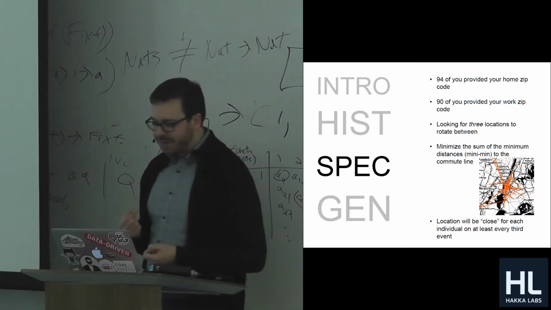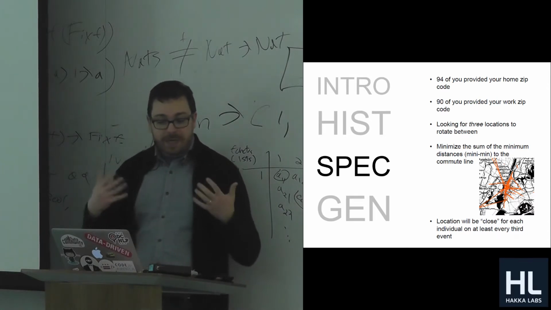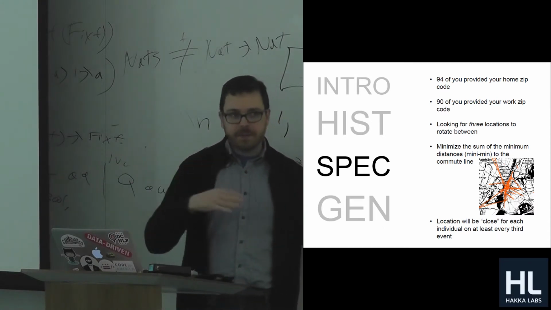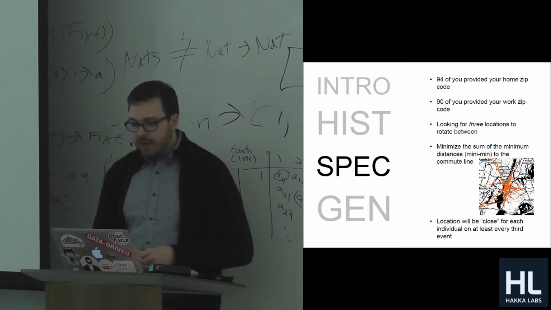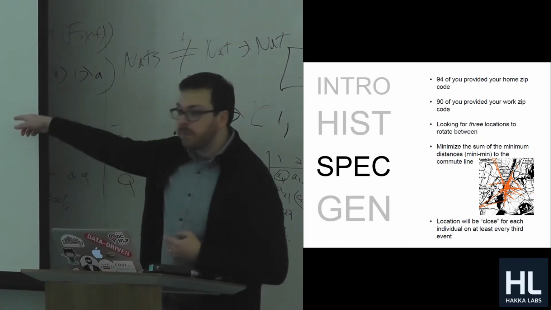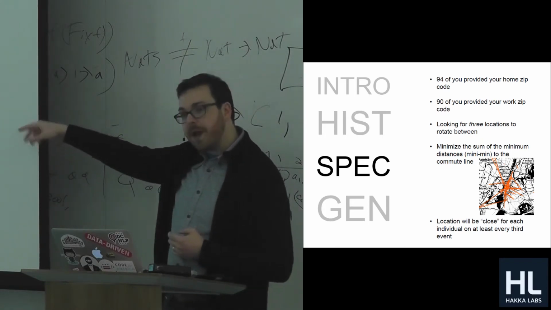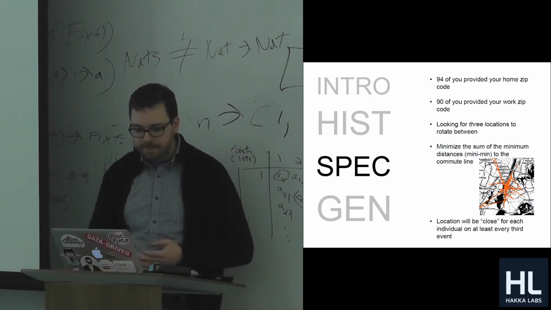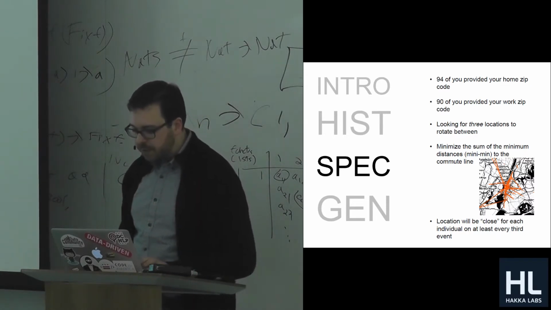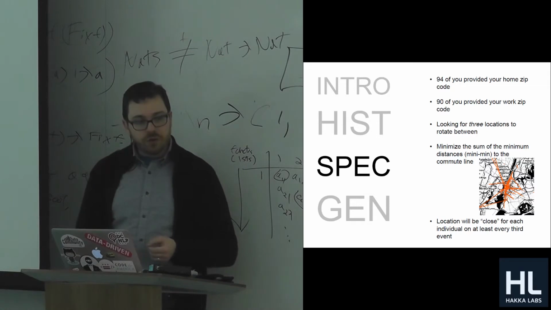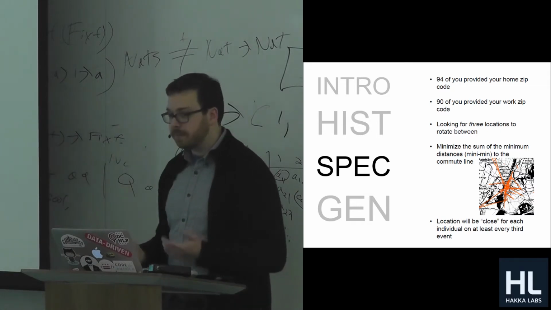In theory here, I'm looking for three locations that I can rotate between, and I'm going to do this by minimizing the sum of the minimum distances, I'll look at that a little bit later, to the commute lines. And here's a preview of those commute lines on top of the map. I'll have a version of you in just a second. And again, the intuition here is we want the location to be close to you or close to your commute at least sometimes.